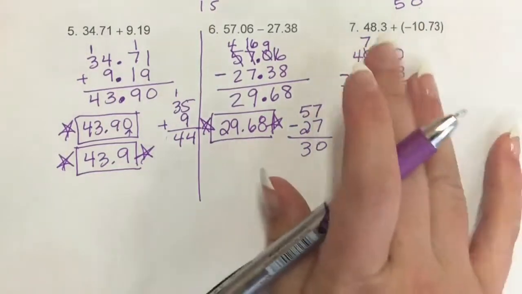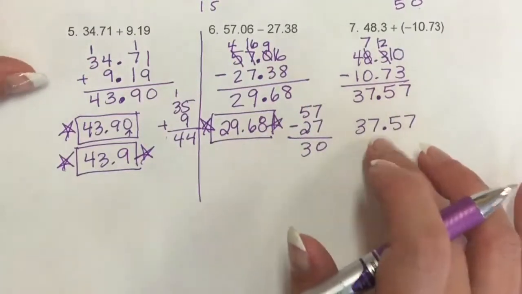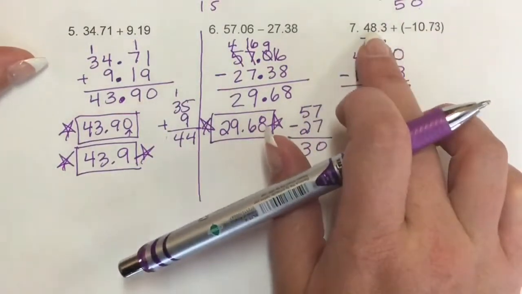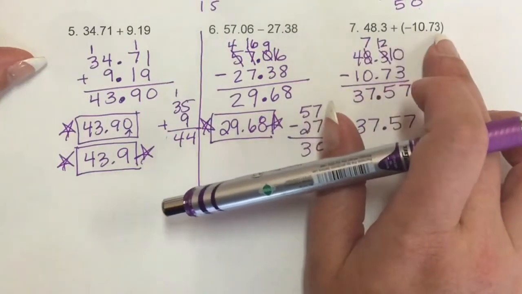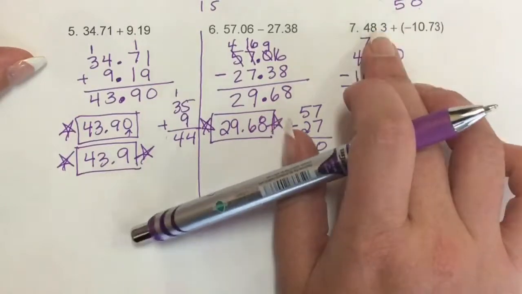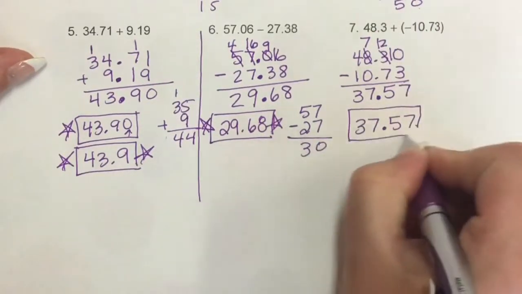Now, whenever we're dealing with positive and negative numbers, we need to figure out, is our answer going to be positive or is it going to be negative? So we look at these two numbers, 48.3 and 10.73. Which number is bigger? And 48.3 is bigger and it's positive, so that means our answer is going to be positive.